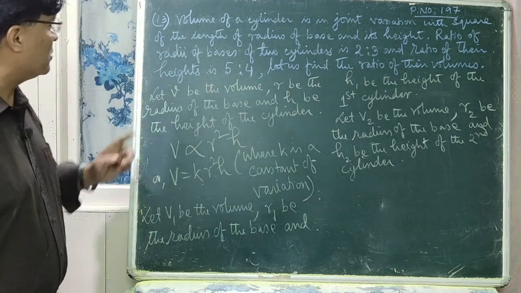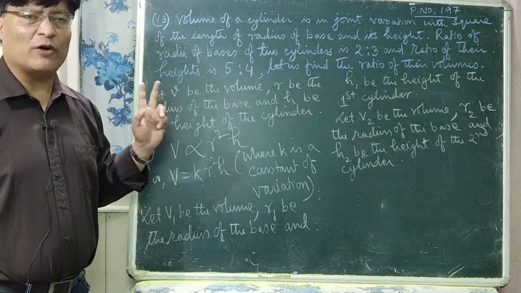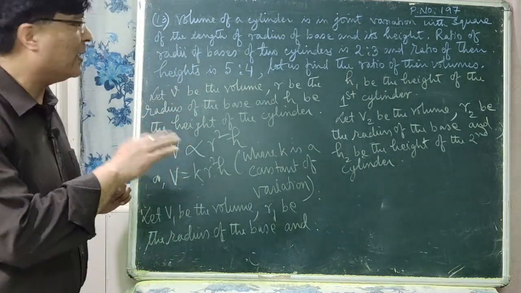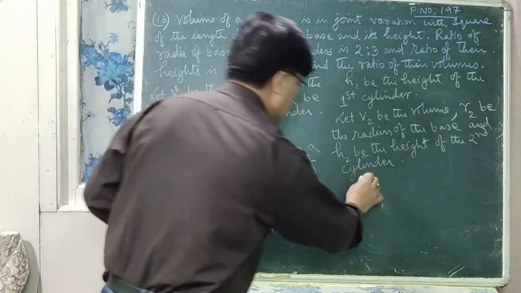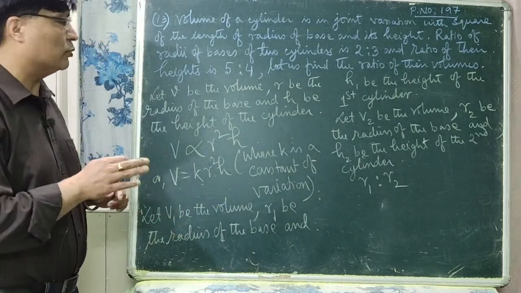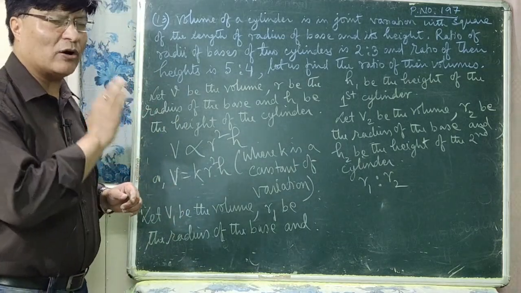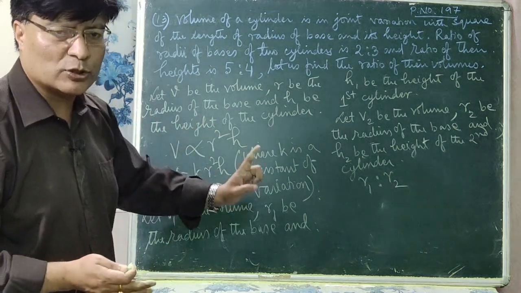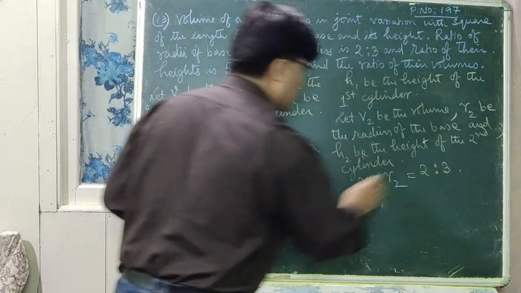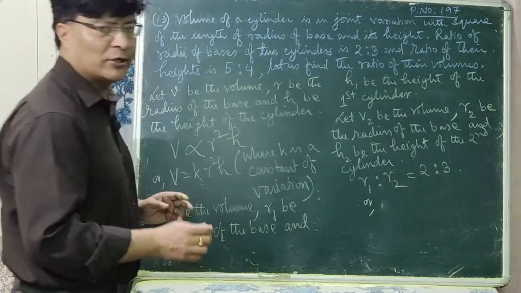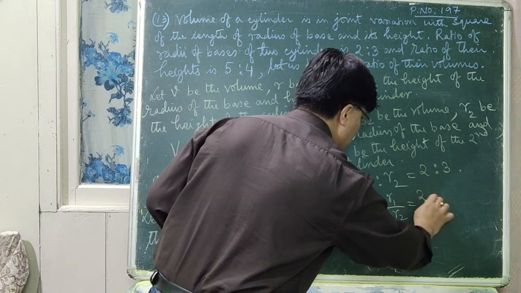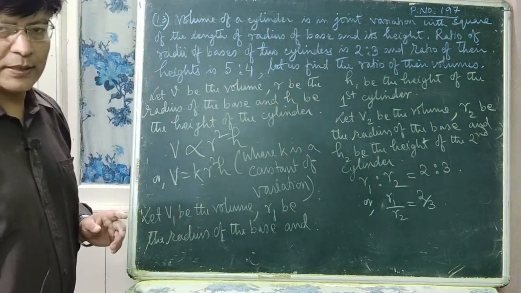So now what is given in the question? Ratio of the radii of the bases of two cylinders is equal to 2:3. That means the ratio of the radii of the bases of two cylinders is R1 is to R2. Is that clear? So by the question it is given as 2:3, right? Ratio means you can write it in terms of fraction. That is R1 upon R2 is equal to 2/3. Is that clear?